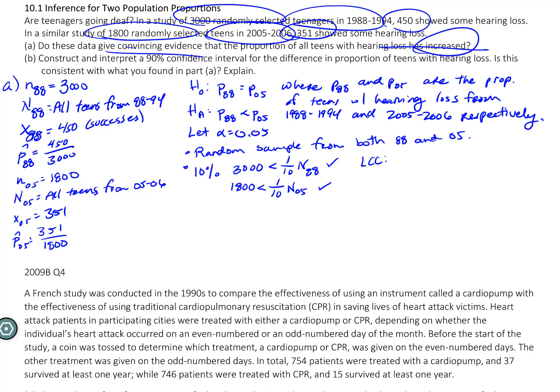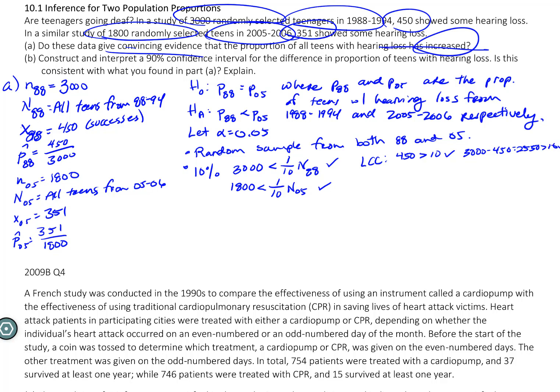The LCC is the one that can get to be a little bit of a pain, but again, we know it's number of successes. Let's look at the 88 group first. That was 450. That's our number of successes. How many teens said they had hearing loss? We know that's greater than 10. And also we look at the number of failures. Well, what's 3,000 minus 450? We take our sample and we subtract from it those that had hearing loss. And we say 3,000 minus 450. That's going to be 2,550. And we know that's going to be greater than 10.